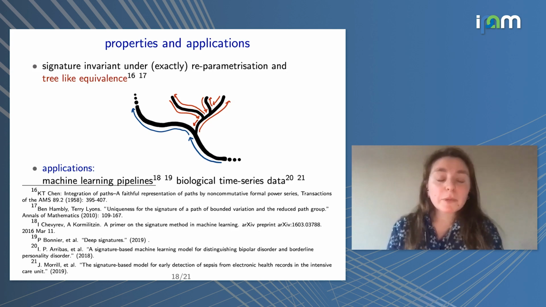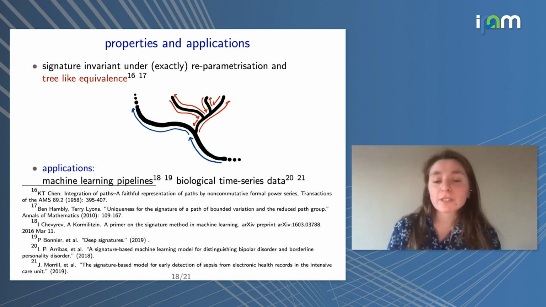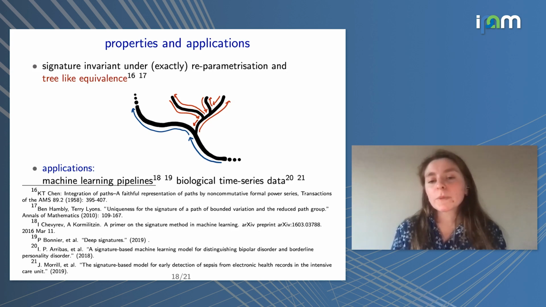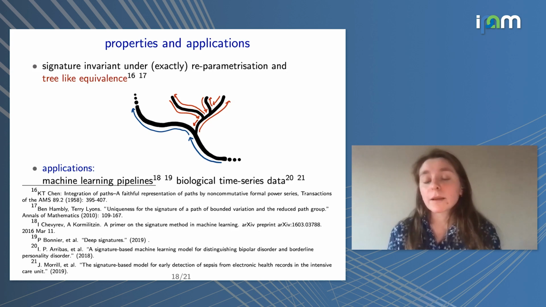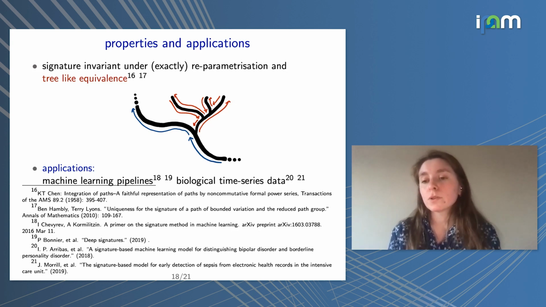Okay, and this has been applied, for instance, in machine learning pipelines, as I hinted at before. Maybe this is a nice way to encode data in order to be able to tell differences between types of path that arise in different contexts. And for example, it's been applied to look at time series data that occurs in some biological applications. So for instance, in these two references here, 20 and 21, where it's used in the setting of bipolar disorder and borderline personality disorder, and also in looking at sepsis detection.